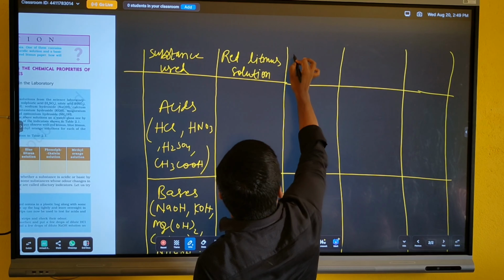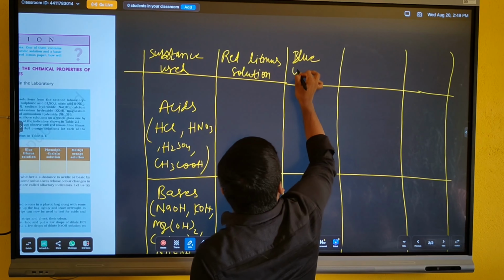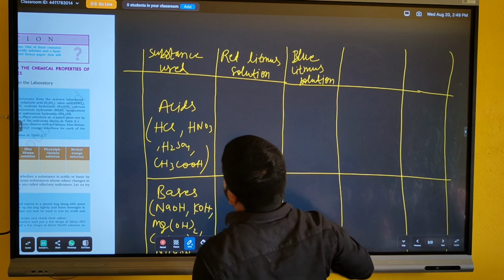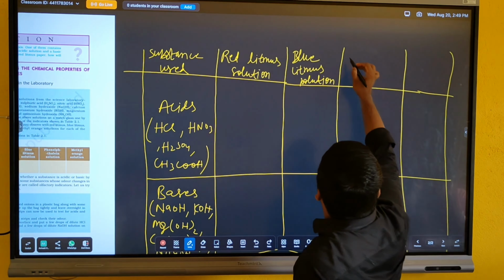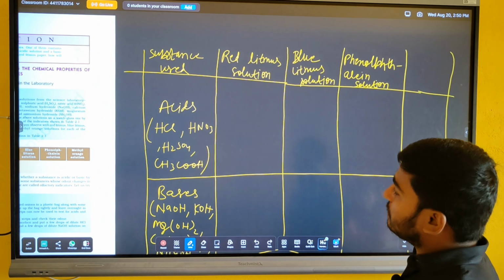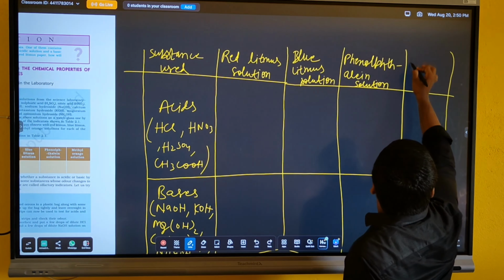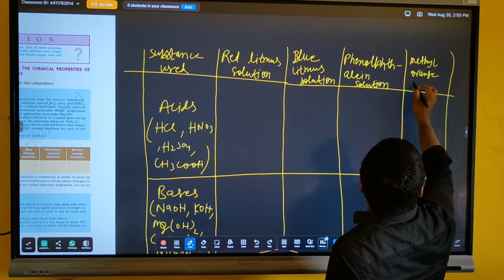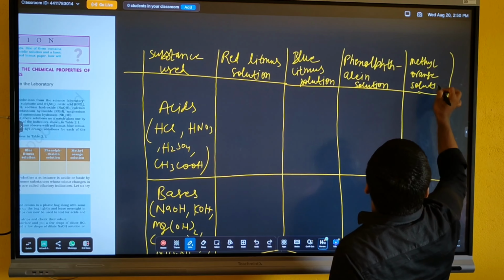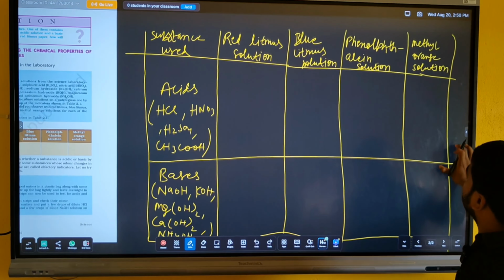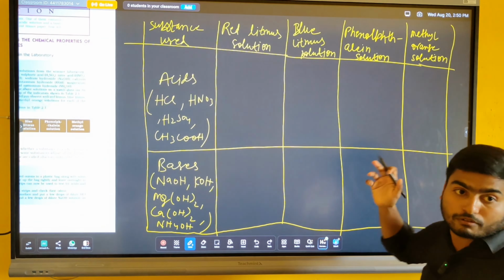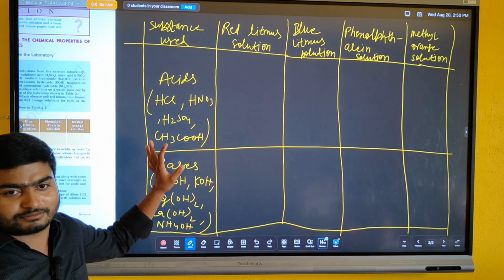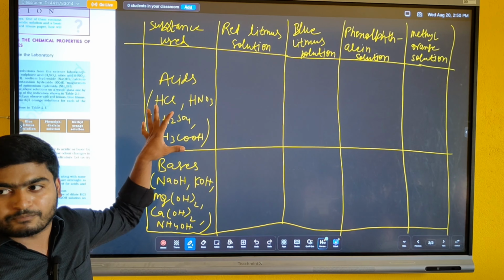Second one we have blue litmus solution. Next you have phenolphthalein, right? Next you have methyl orange solution. So these are the indicators, and these are the solutions of indicators. So we are using indicators in liquid state in this activity, right?